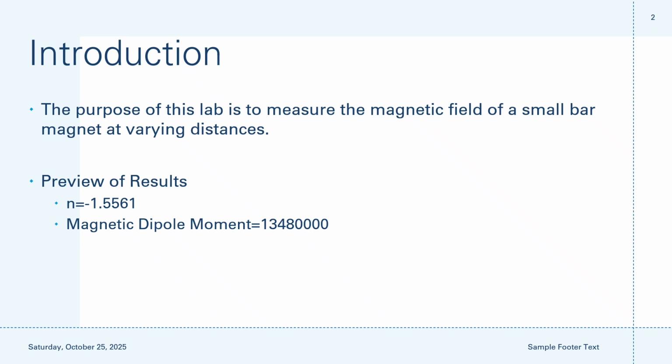A little bit of a preview of results. We got that n was minus 1.5561, and then the magnetic dipole moment was that big number down there.